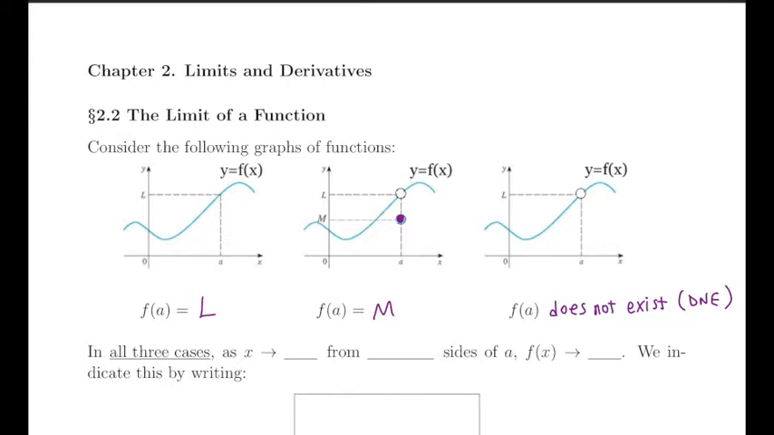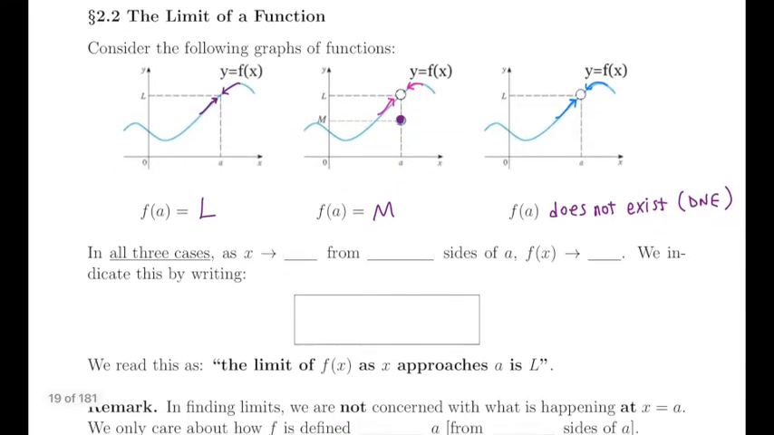Now, they do, however, have something in common, and that's the behavior near x equals a. Let's look at this first graph again. As you go towards x equals a from the left and from the right, you're getting closer and closer to the y value of L. And for the second graph, as you get closer and closer towards x equals a from the left side of the curve and from the right side of the curve, your y value is getting closer and closer to L again. And same idea for the third graph. As you get closer and closer towards x equals a from the left and from the right, your y value is getting closer and closer towards L, this point.